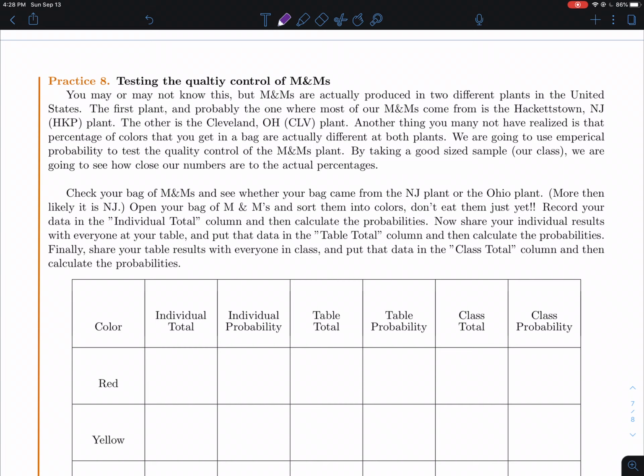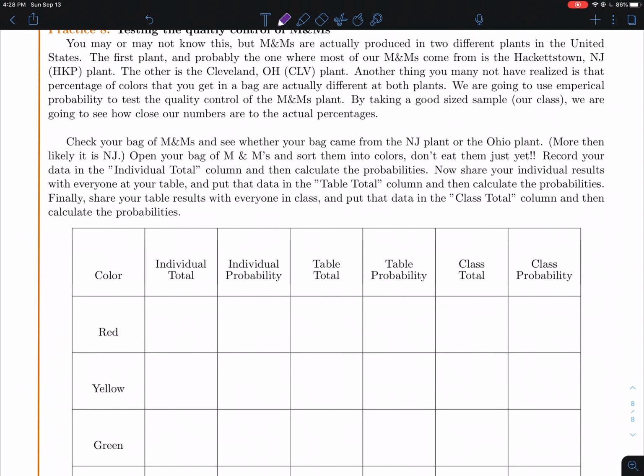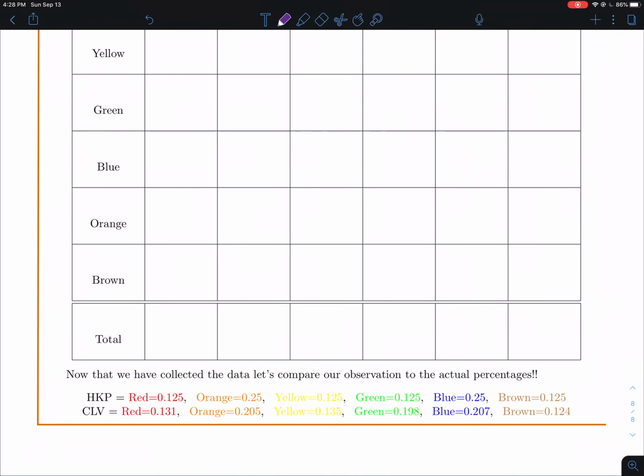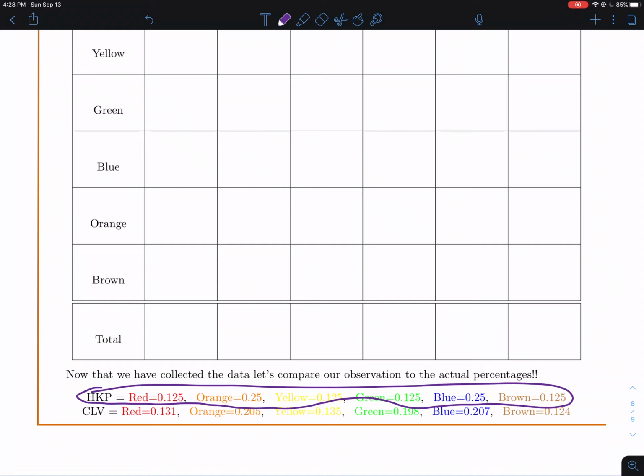Normally at this point I would pass out M&Ms to everybody, give everybody their own bag or two, and we'd count them up and try to figure out whether the probabilities that we chose in class came somewhat near approximating what they actually say the proportions would be. I wrote down at the bottom what those proportions are. On the East Coast, it seems like most of our stuff comes from the Hackettstown plant, so the numbers we would get would normally model those numbers closer than anything else. I've yet to see a Cleveland M&M, so I assume that's a Midwest, West Coast type thing.